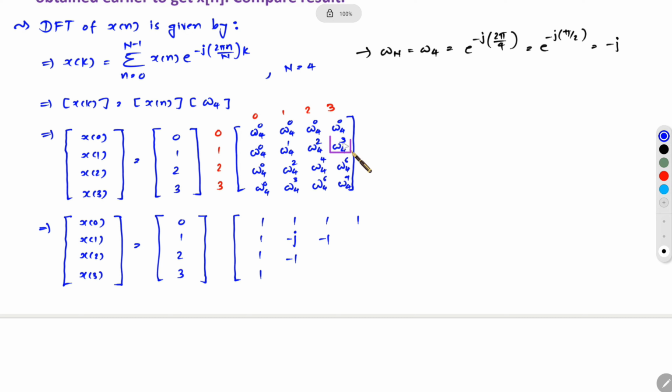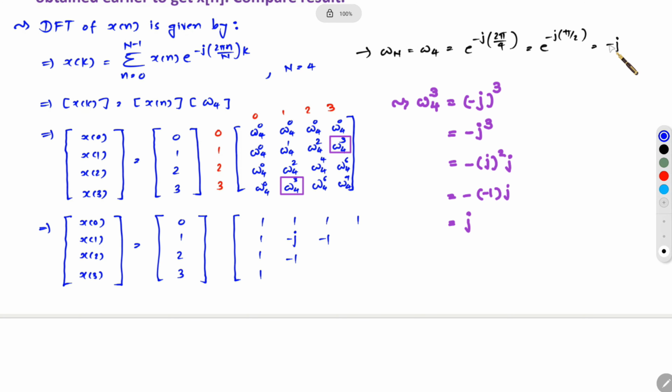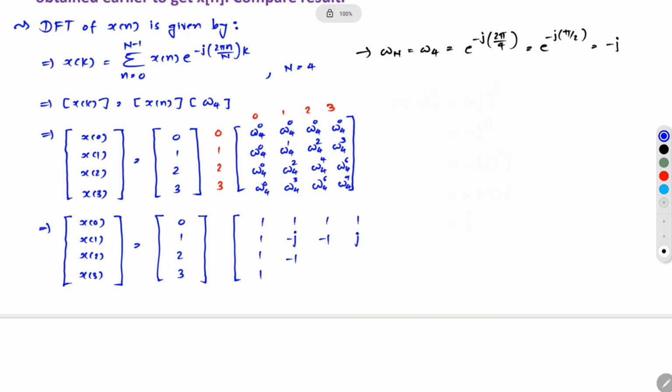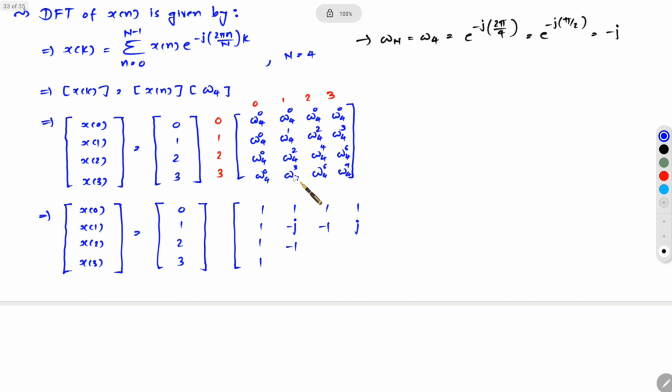Now let us identify W4 to the power 3. See, W4 to the power 3 will be minus J to the power 3. Means it will be J square into minus J. J square is minus 1. So minus J into minus 1 will be J. So this value will be J. But obviously W4 to the power 3 will also be J.